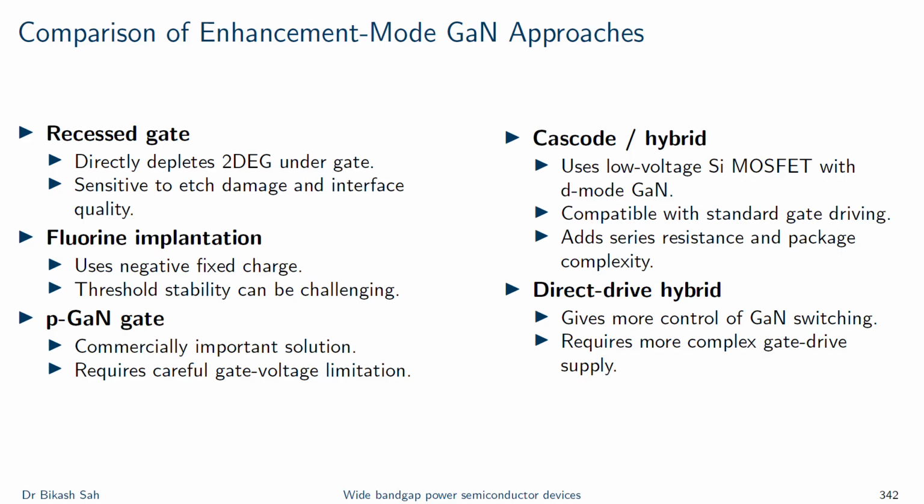Cascode and the hybrid GaN use a low voltage silicon MOSFET with a depletion mode GaN. It is compatible with the standard gate drivers, but again it adds series resistance and package complexity. A direct drive hybrid structure can offer more control of the GaN HEMT, but the gate drive supply becomes more complex. I need to emphasize that there is no universally superior normally off solution in GaN. The best choice would completely depend on what voltage class you are working on, what the switching frequency is, what the reliability requirement is, what the cost is, what the driver complexity is, and also the application environment, right?